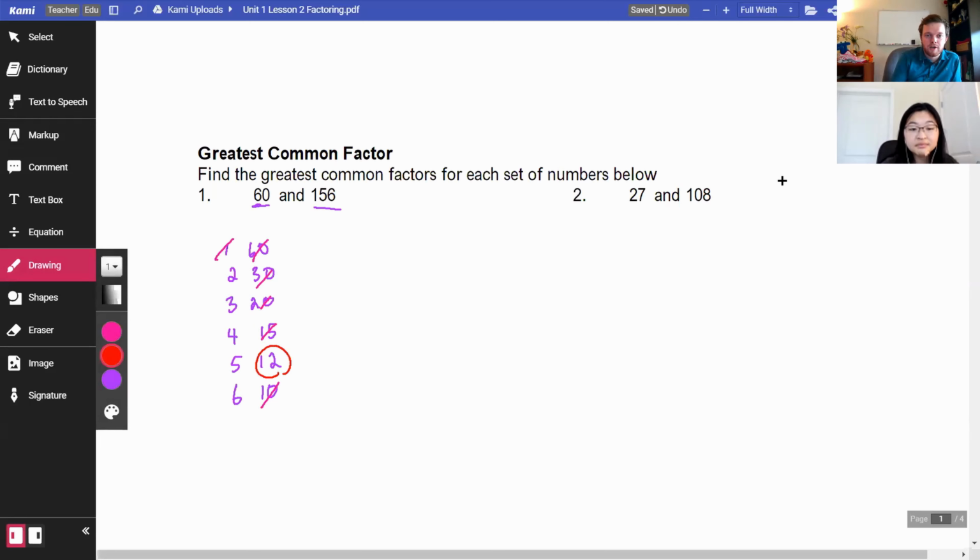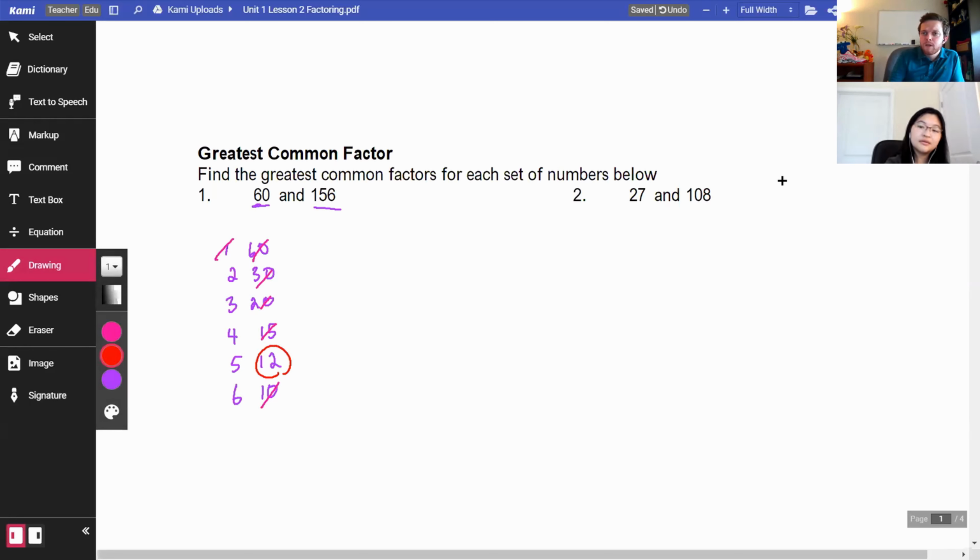Boom. Right? None of these go into 156. 12 is the greatest factor that is common between the two. The GCF, the greatest common factor. There is another strategy that we can do to solve this problem. Do you know what it is? No, I don't think I do.